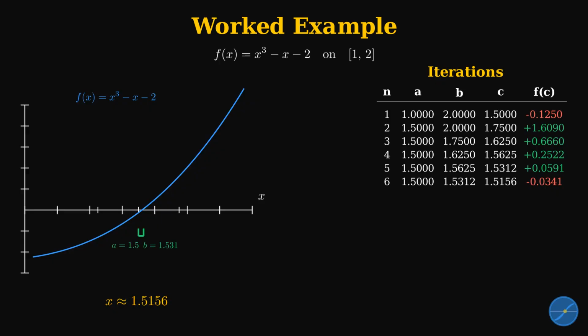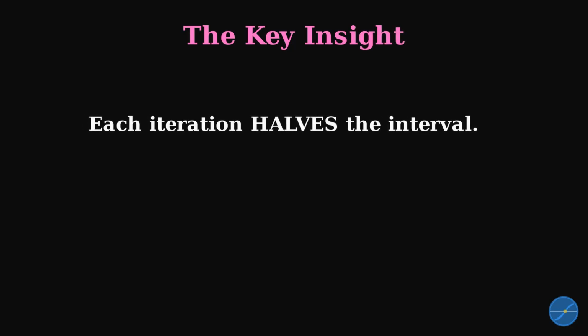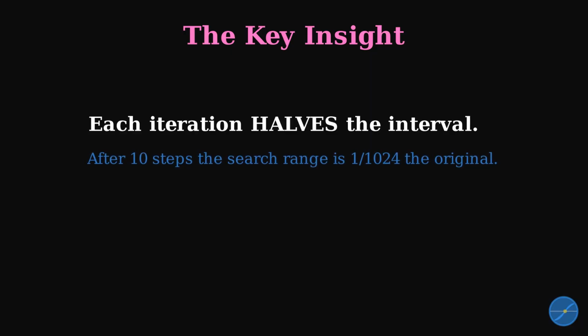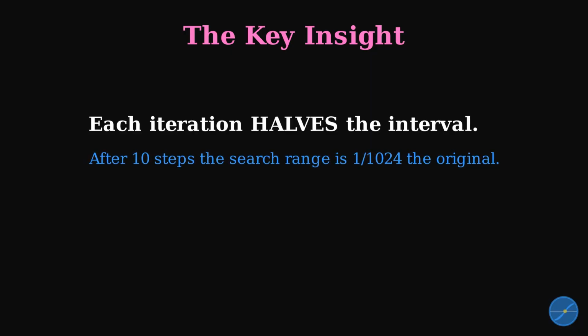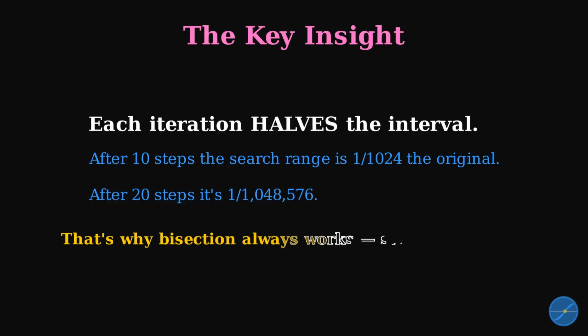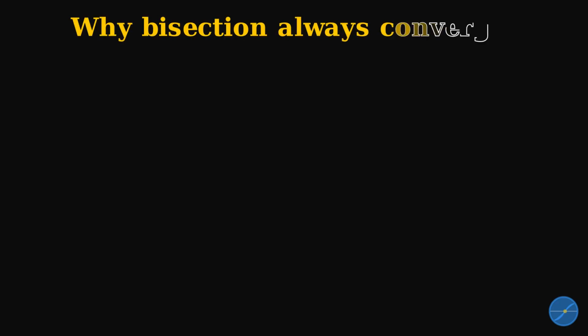And the true root is 1.521, already accurate to 2 decimal places just by halving. Here's the insight worth pausing on. Every single iteration cuts the interval exactly in half. That means after just 10 steps, your search range is about 1 by 1024 of where you started. And after 20 steps, it's roughly 1 in a million. Halving is deceptively powerful. That's why bisection always works. Slowly, maybe, but surely. Let's make that guarantee precise.